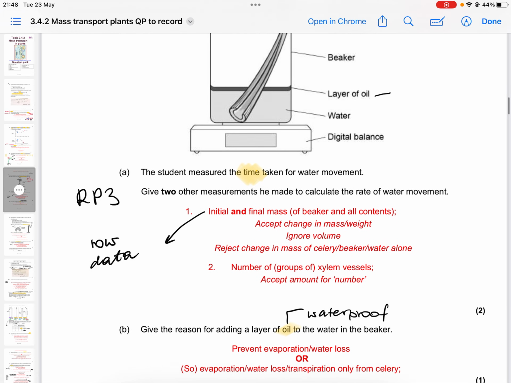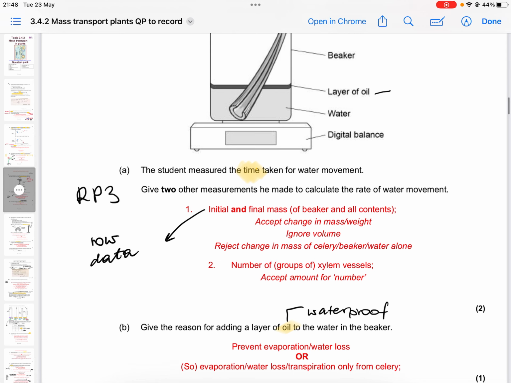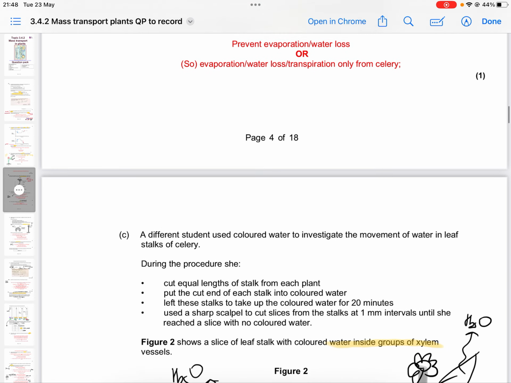The reason for adding the layer of oil, we say it's waterproof, so it will prevent the evaporation, so less transpiration, or transpiration will only take place from those celery layers over there.